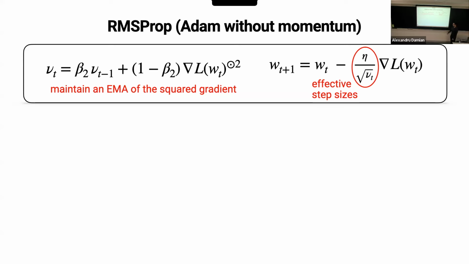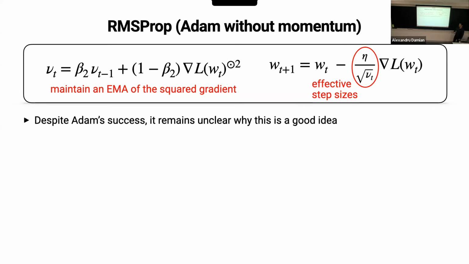The way Adam works is you take the element-wise squared gradients and you maintain an exponential moving average of them. That's going to be my nu. And then I'm going to use these to determine effective step sizes per coordinate for gradient descent. Despite Adam's success, it remains completely unclear, at least to me, why this is a good idea. This looks really weird to me. It also doesn't obey most ideas in classical optimization theory, and so it really seems like a strange algorithm.